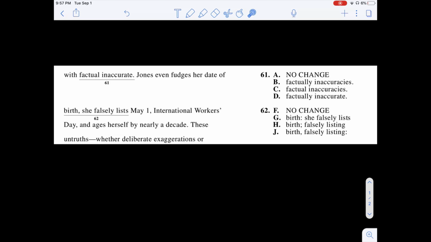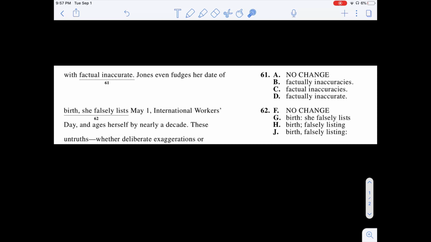All right, looking at 62, work it out on your own. So ready, set, pause. Okay, coming back. 62 is essentially asking us to divide up these independent clauses. So Jones even fudges her date of birth. That's its own independent clause that could stand on its own as a sentence. And the second independent clause, she falsely lists May 1st and ages herself by nearly a decade. That could be its own sentence as well. So how should we divide up these two?